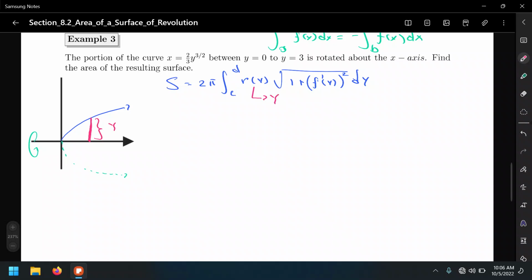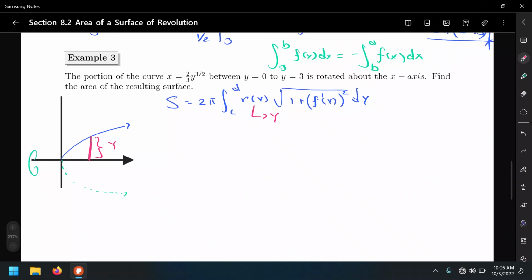But unlike the other examples that we did before, where we replaced y with the function that we were given, because that was a function of x, in this case, since we are rotating about the x-axis and we're given a function of y, this y just remains y. Alright, so let's see about it.